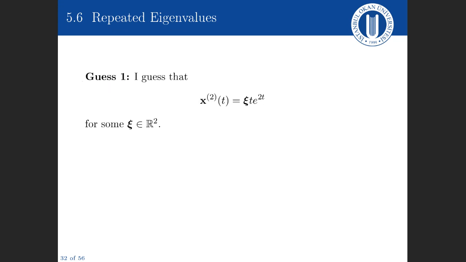We use the same ideas from chapter 3. We're going to take our previous function and we're going to multiply by t. And maybe it's not the same vector. Let's suppose there's some vector which we don't know yet. Put this into the equation x2 prime is equal to A x2. X2 prime is xi e to the power 2t plus 2 xi t e to the power 2t. And A multiplied by x2 is A xi t e to the power 2t. Every term includes e to the power 2t. We can cancel these out.